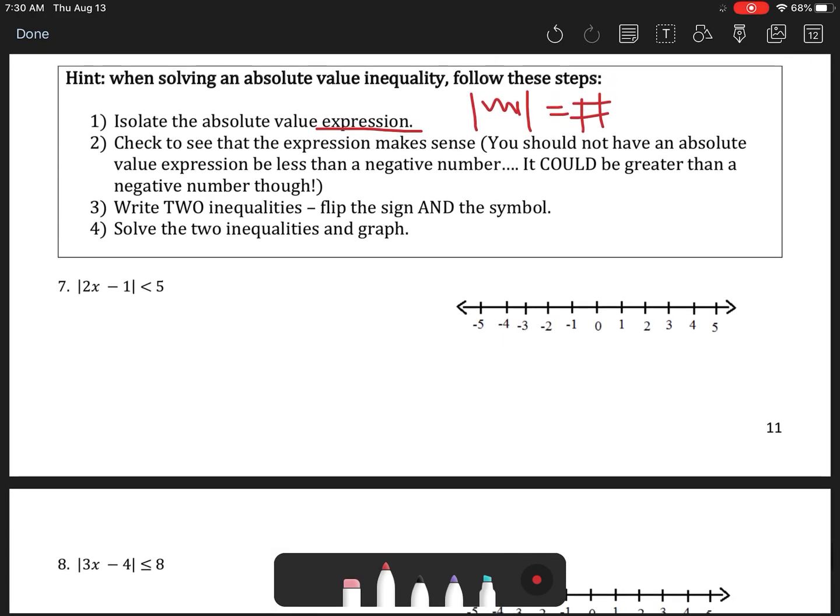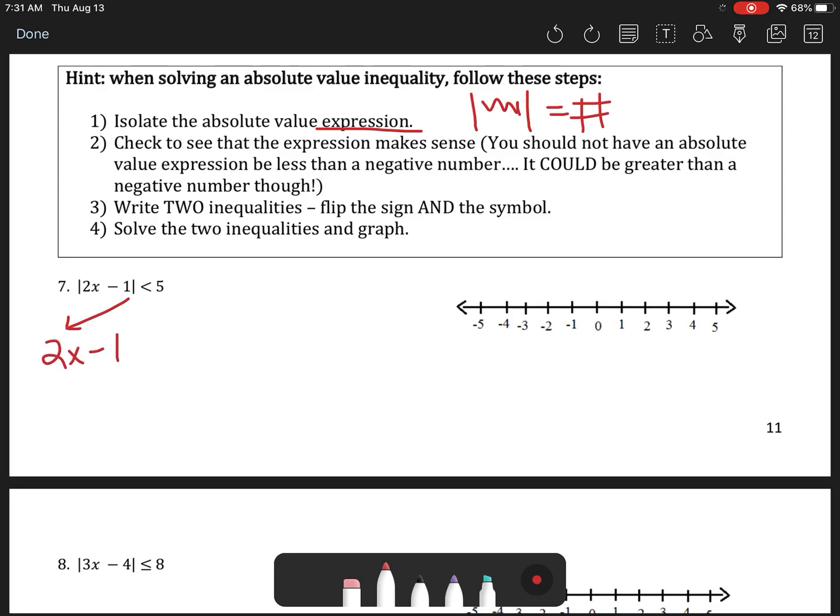Let's start with something that already has the absolute value expression. So what's inside the absolute value is already alone. There's nothing outside it to subtract or add. To start off, I have it written with the positive 5. I need to also break that into the two equations that are necessary. So the two equations that we could have.